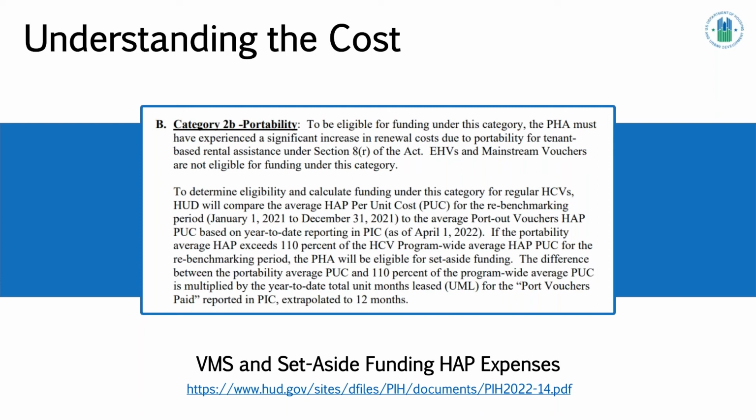And so I would encourage everybody to take the time to review the set-aside funding notice, which again is PIH Notice 2022-14, as it relates to port outs where you have a per unit cost that exceeds your jurisdictional per unit costs, because oftentimes that additional cost can be augmented through the set-aside process.